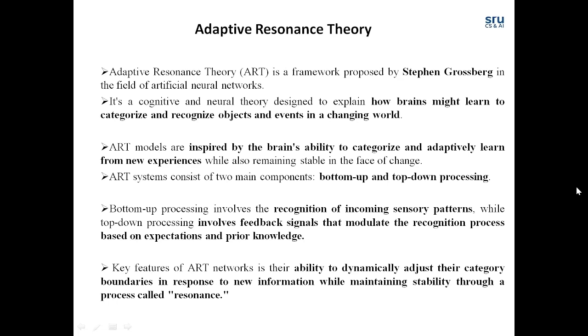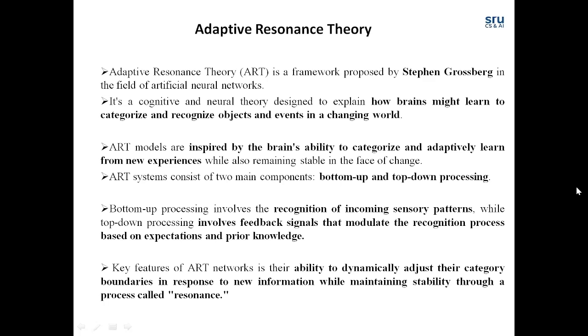Now here say adaptive resonance theory. It is also called ART. It was proposed by Stephen Grossberg in the field of artificial neural networks. It is a neural and cognitive theory, designed to explain how the brain might learn to categorize and recognize objects and events in a changing world. It is inspired by the brain's ability to categorize and adaptively learn from new experience. It remains stable in the face of changes.